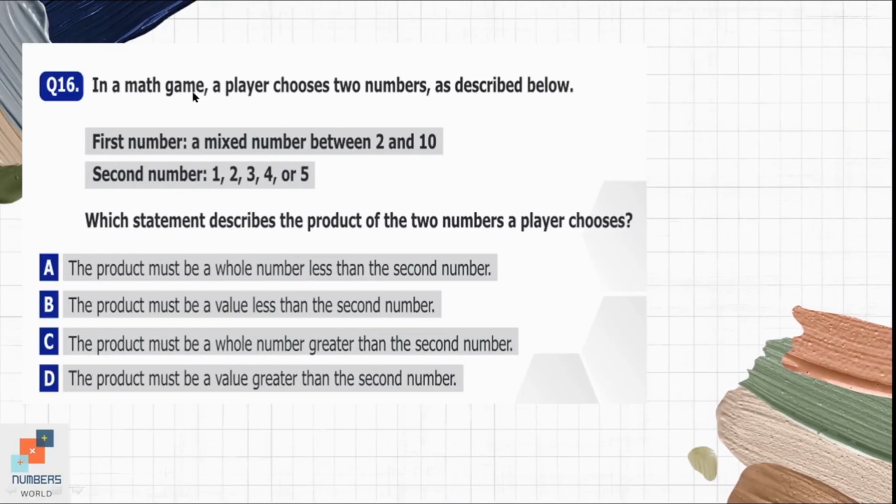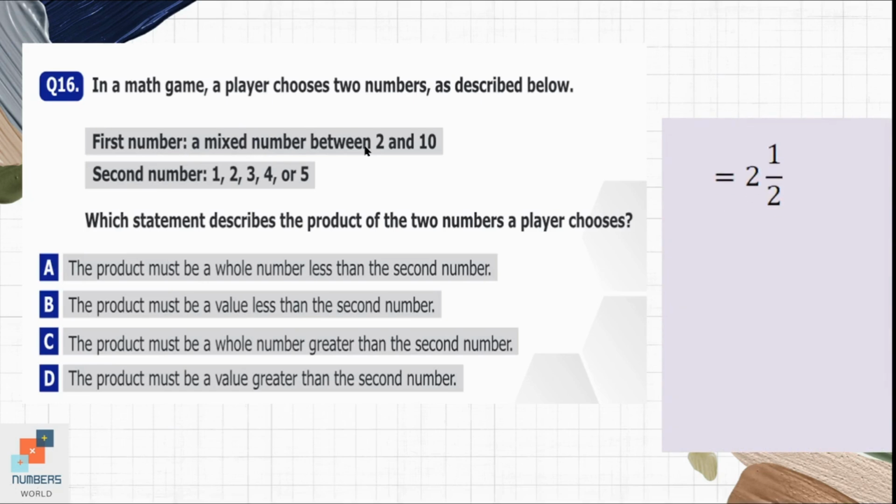Question number 16. In a math game, a player chooses two numbers as described below. First number is a mixed number between 2 and 10. Let's suppose our first number is 2 wholes 1 by 2. That can be written as 2.5. Second number is 1, 2, 3, 4 or 5. So any number can be the second number out of the list. Which statement describes the product of the two numbers a player chooses?